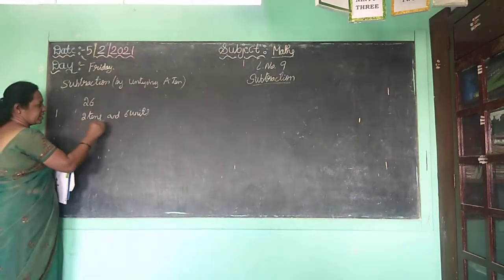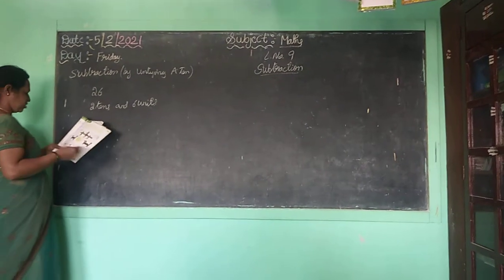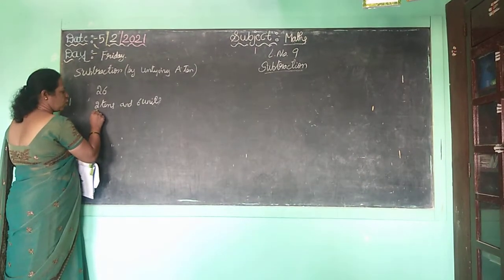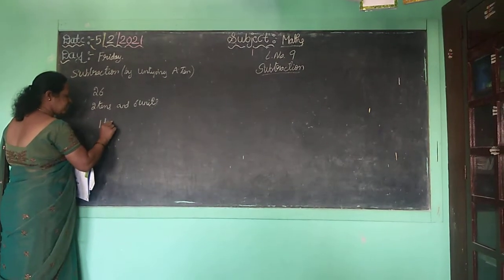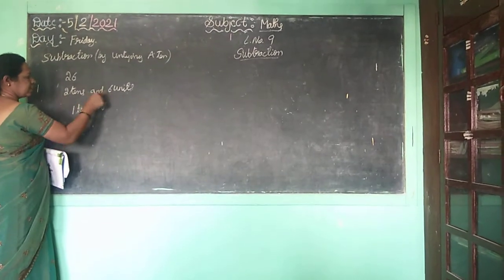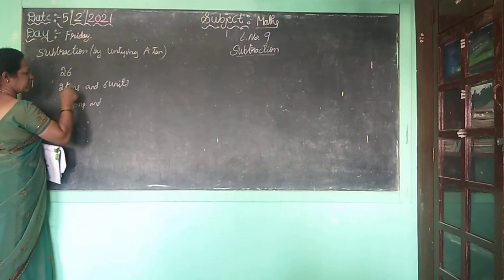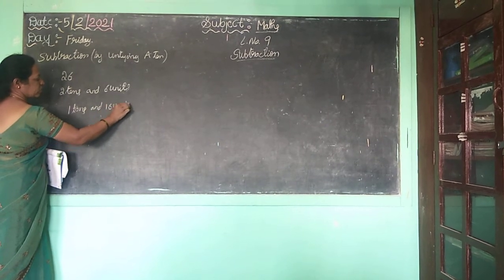See here, 2 tens and 6 units are there. So untie a ten to the units. How many tens are there now? 1 ten. And if you take the untied ten and put it here with the units, how much is it? 16 units.